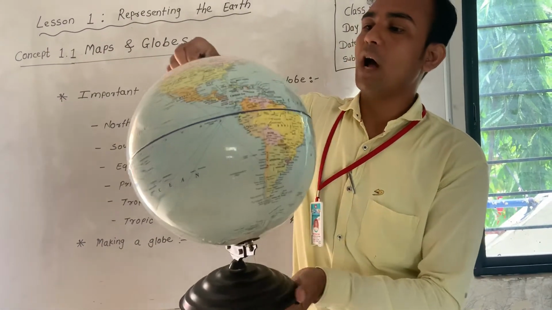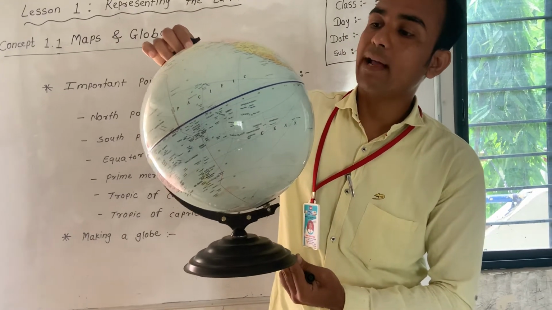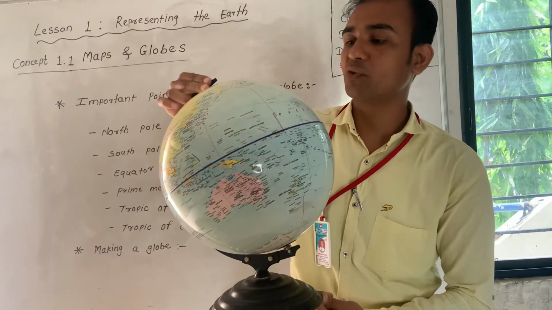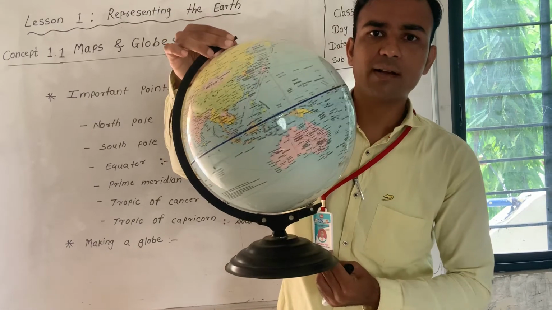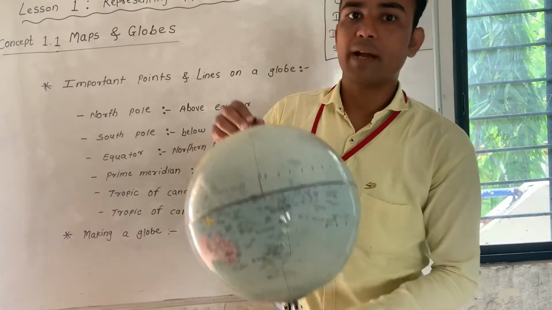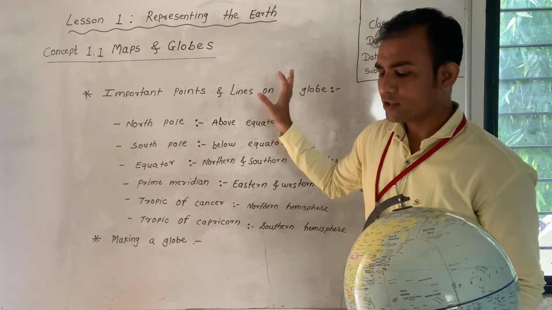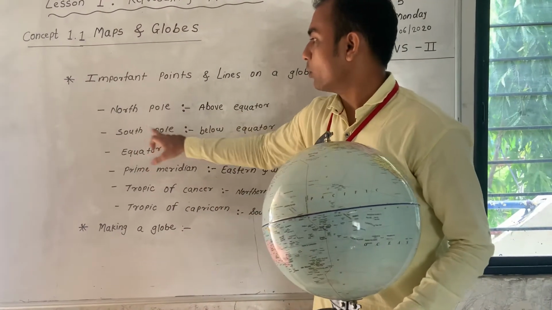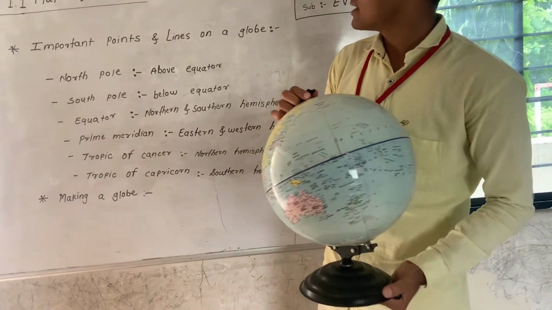We will learn how to read the globe, and how to find the corresponding country on the globe. This is a three-dimensional figure, and it is called a globe. We are going to discuss the important points on it. The first points are North Pole and South Pole. These two topics we will see first. What is the North Pole and what is the South Pole?